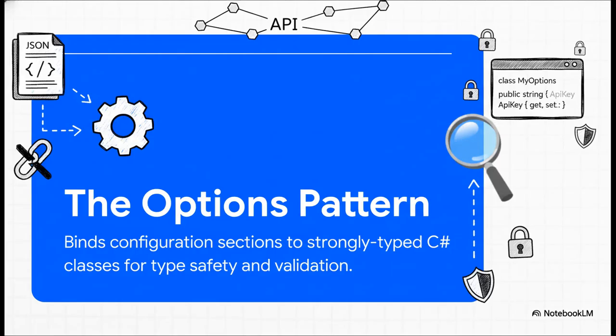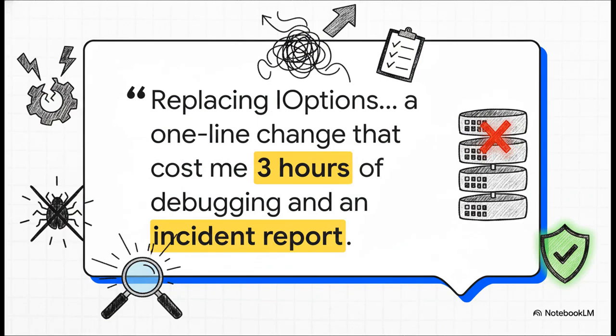So what about our configuration settings, like API keys or connection strings? For that, we use the options pattern. Instead of grabbing raw strings out of a config file, which is just asking for typos, we bind a whole section of our JSON settings to a strongly typed C# class. No more magic strings.